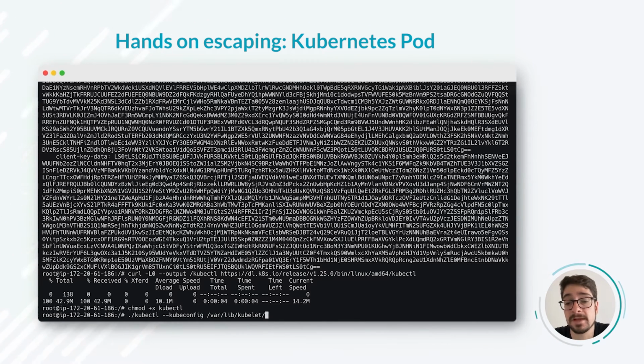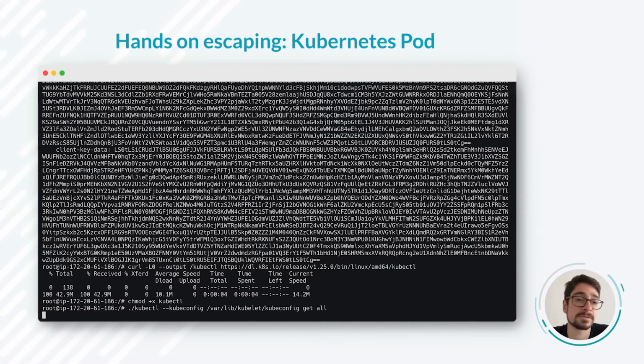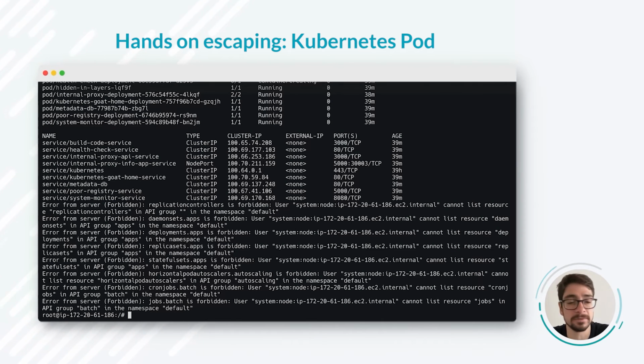So we will have all the privileges that the node has. So we could, for example, get all the resources. We can see pods, we can see services and other resources. We do not have all the privileges, but it's okay.